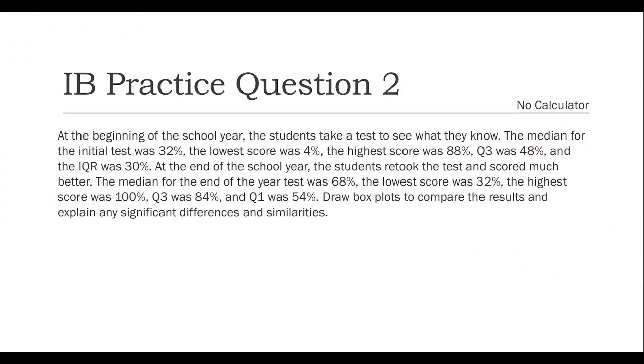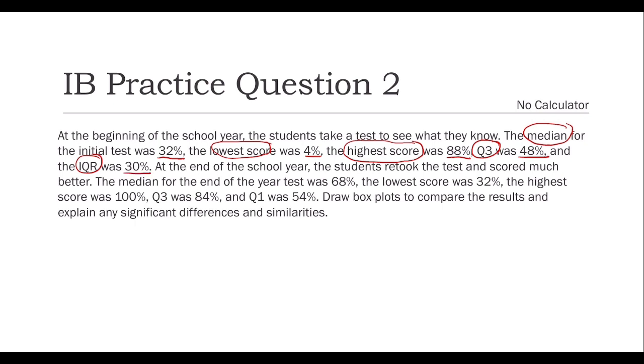Our second IB practice question is no calculator. It says, at the beginning of the school year, the students take a test to see what they know. The median for the initial test was 32%, that's the median. The lowest score was 4%. The highest score was 88%, Q3 was 48%, and the IQR was 30%.